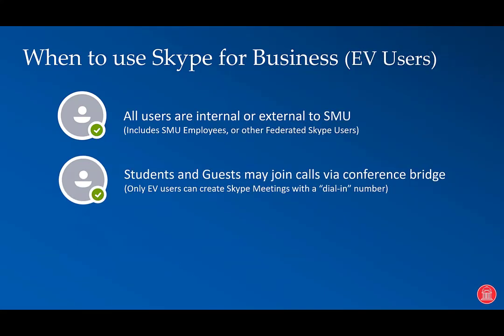Those of you who are enterprise voice users, again, you have the phone that's sitting on your desk. It's the new phone and it works. It has dial tone. You're able to call people regularly. For you, Skype is a different animal. You can also have meetings with internal or external folks to SMU. This includes SMU employees and other federated Skype users. Federated Skype users are other people, typically from other institutions, that also use Skype and they have compatibility. These users should know if they're on Skype for Business or not.